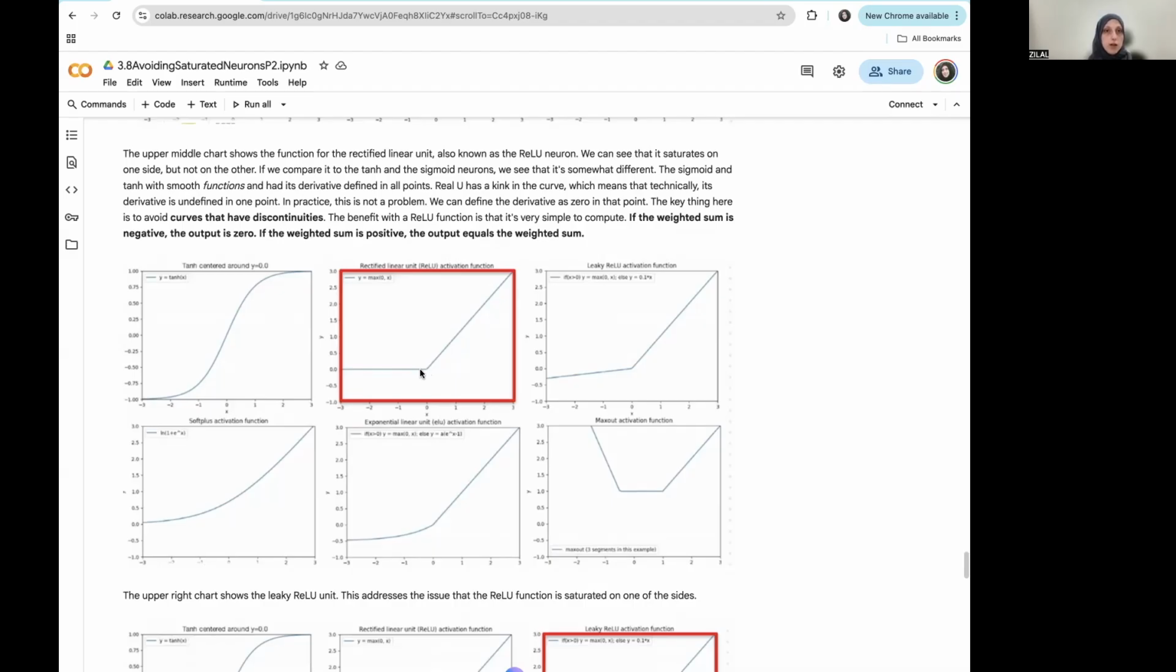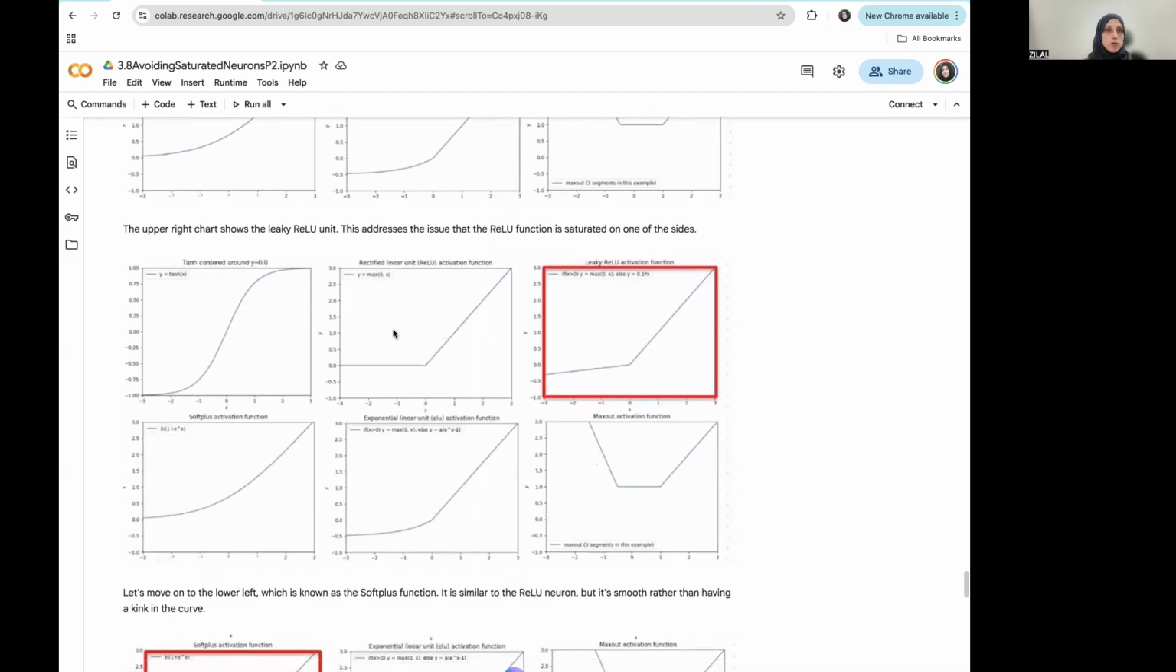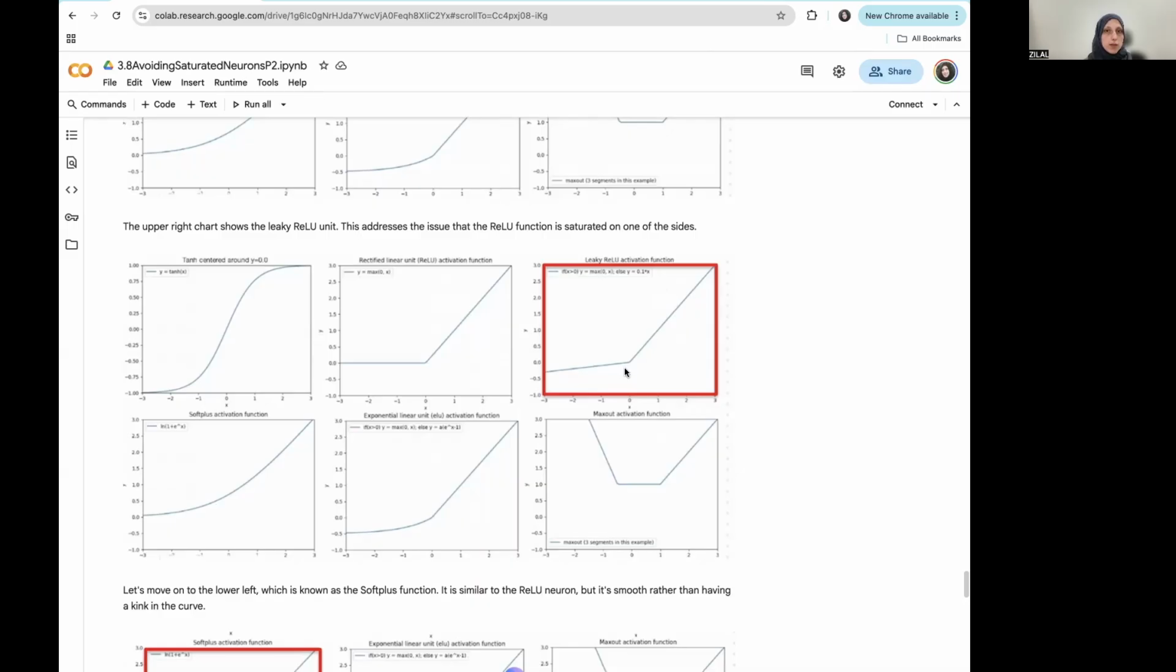The benefit of the ReLU function is that it's very simple to compute. If the weighted sum is negative, the output is 0. If the weighted sum is positive, the output equals the weighted sum. Now let's talk about another activation function, which is the leaky ReLU activation function. This addresses the issue that the ReLU function is saturated on one of the sides.